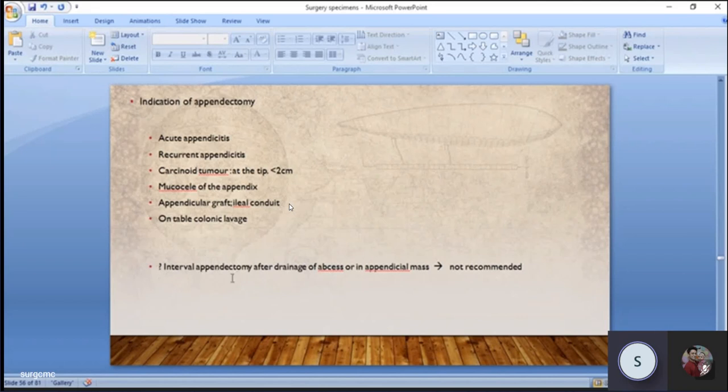Now, interval appendicectomy is not usually done after drainage of the abscess or appendicular mass. Appendicular lump is not usually recommended now. Okay. So the term interval appendicectomy is obsolete now.